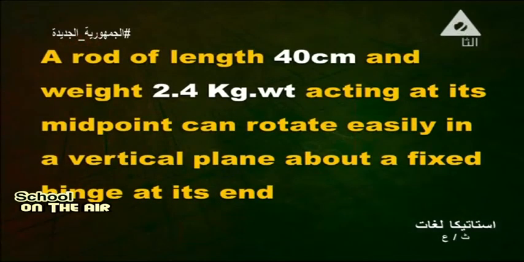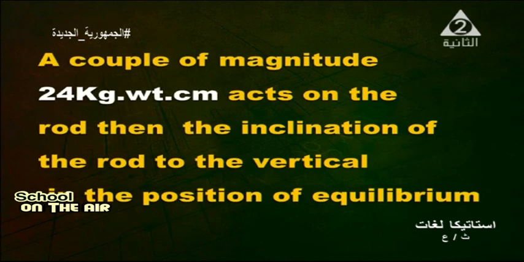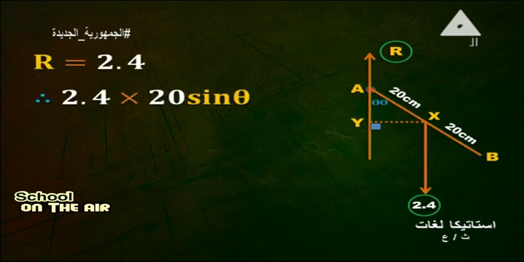Now we translate to another one. A rod of length 40 centimeters and weight 2.4 kilogram weight, acting at its midpoint, can rotate easily in a vertical plane about a fixed hinge, and a couple of magnitude 24 kilogram weight centimeter acts on the rod. Then the inclination of the rod to the vertical in the position of equilibrium equals what?